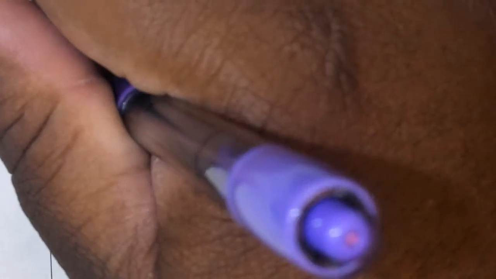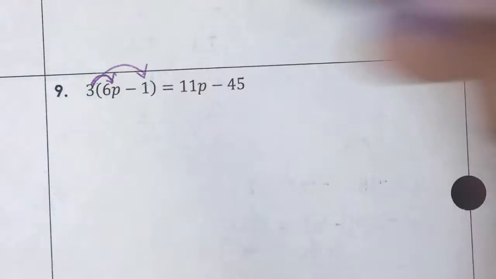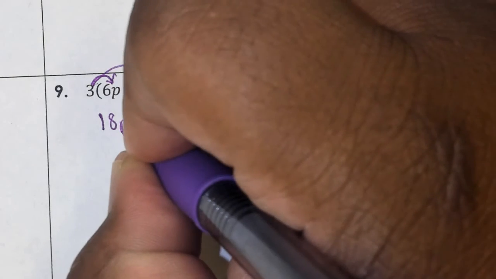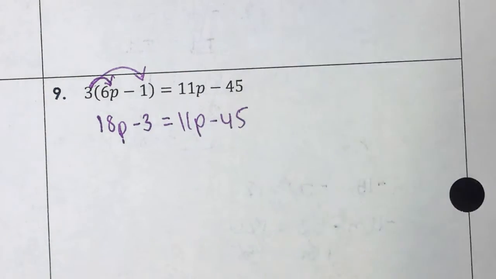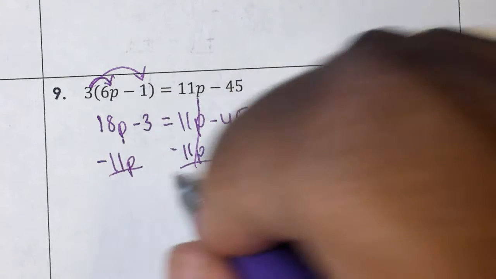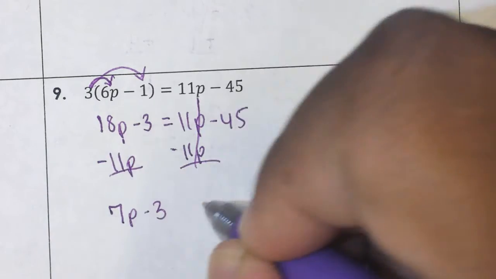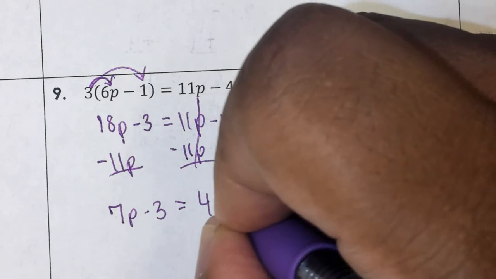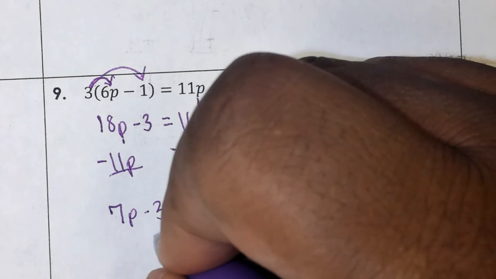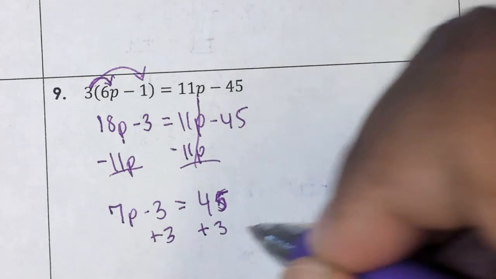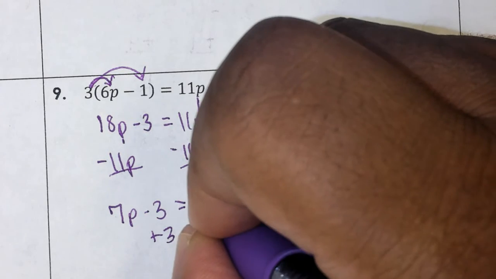That wasn't hard, but you should have been able to do number 9 easily too. I'm gonna run through that one though. Number 9, distribution. 18p minus 3 equals 11p minus 45. Then from there, get the variable on one side. I told you to always move my smaller one, but it's up to you. Oh, it's negative 45. Okay.